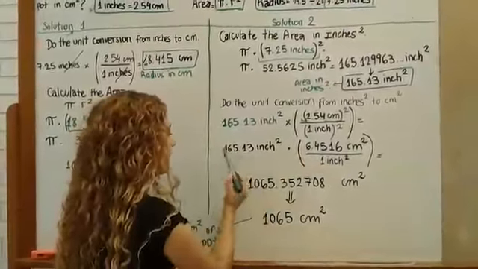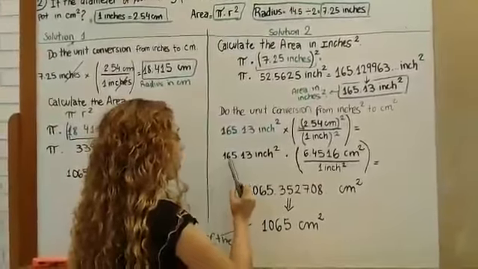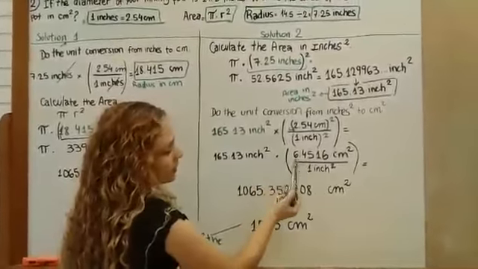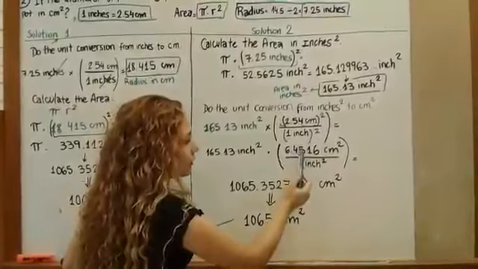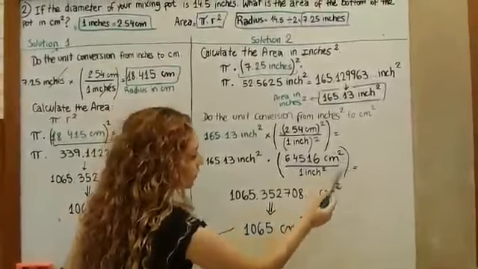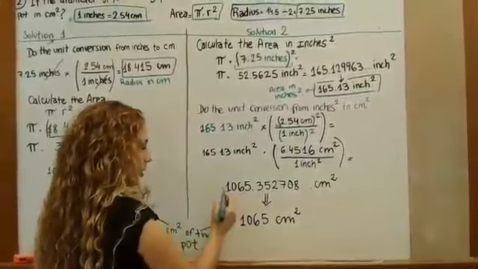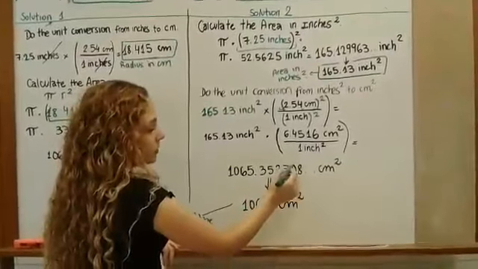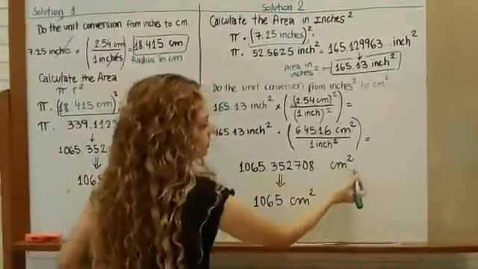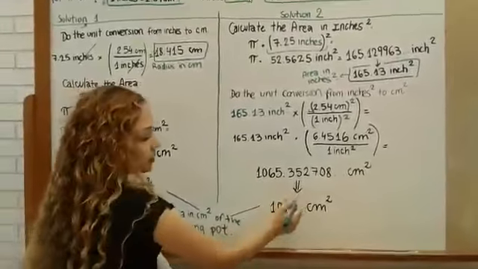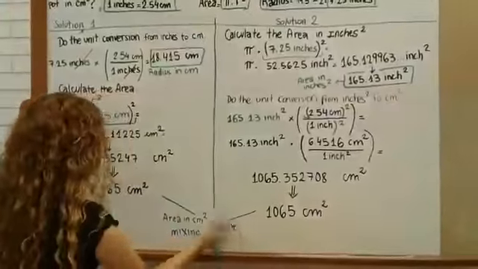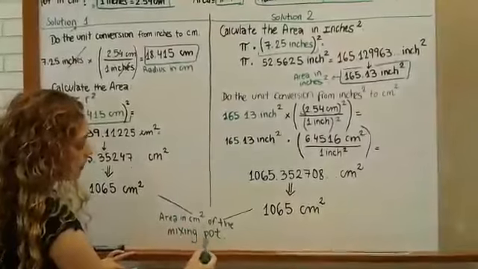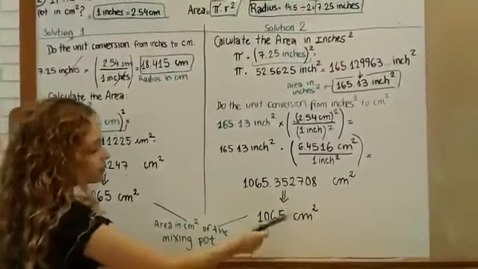And now we can do the multiplication. 165.13 inches squared multiplied by 6.4516 centimeters squared, and the answer will be 1065.352708 and more numbers, in centimeters squared. We need to round to the nearest whole number, and the answer will be the same. Yes, because the area in centimeters squared of the mixing pot will be 1065 centimeters squared.